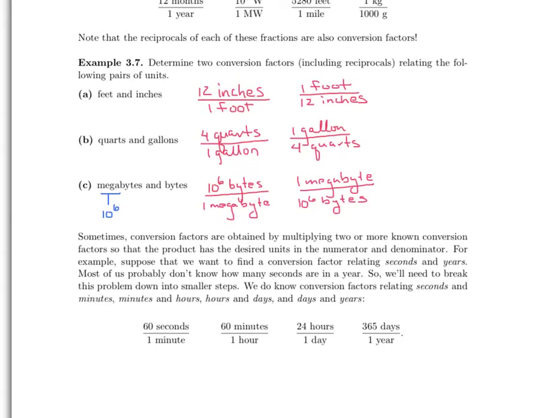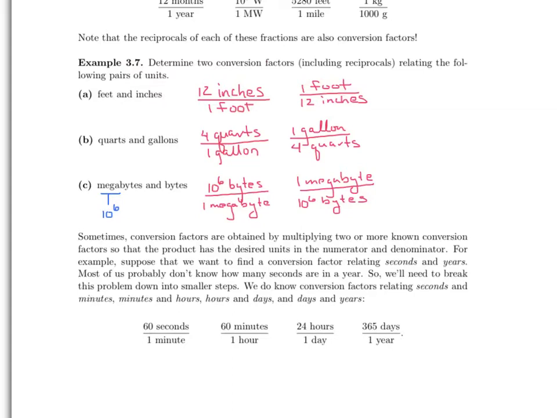Sometimes conversion factors are obtained from multiplying two or more known conversion factors so that the product has the desired units in the numerator and denominator. Suppose, for example, that you wanted to find a conversion factor relating seconds and years. So, like we did in our example above, we would start by asking, well, how many seconds are there in a year? I'm guessing most of us don't know the answer to that question, so we're going to need to break this problem down into smaller steps.